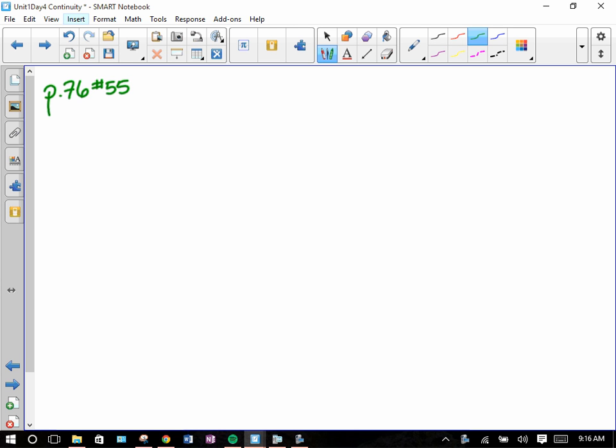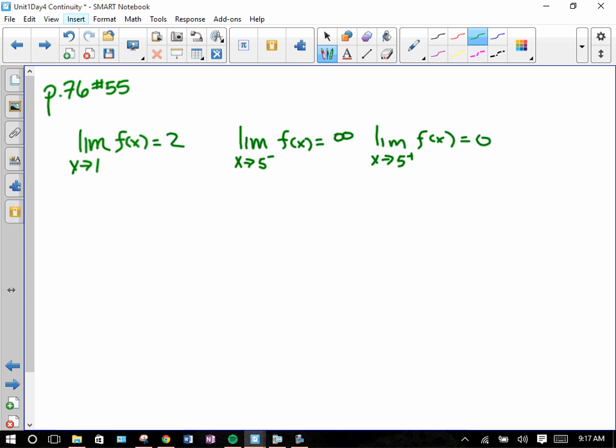So what it says is, sketch a graph of a function y equals f of x that satisfies the stated conditions, include any asymptotes. The stuff that we're given: the limit as x approaches 1 of f of x equals 2. The limit as x approaches 5 from the left of f of x is equal to infinity. The limit as x approaches 5 from the right of f of x is equal to infinity. And the limit as x approaches infinity of f of x is equal to -1.